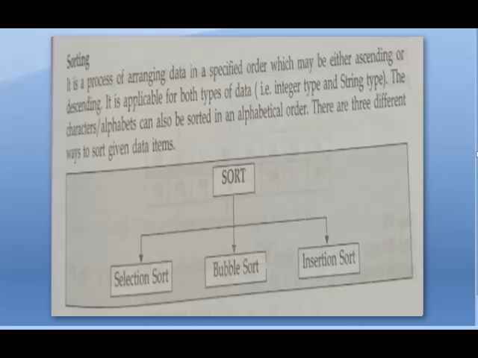Okay students, the next one is sorting. Sorting is the process of arranging data in a specified order, which may be either ascending or descending. It is applicable for both data types, that is integer type and string type. Characters and alphabets can be sorted in alphabetical order. There are three ways of sorting given: the first one is selection sort, then bubble sort, then insertion sort.